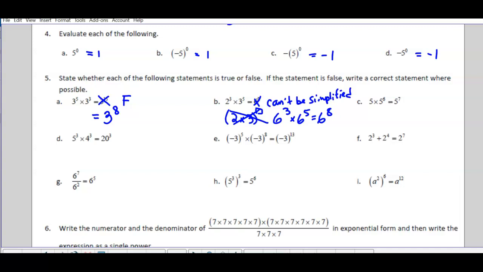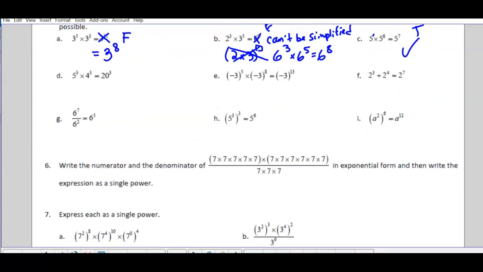What about C? Is that a thumbs up or thumbs down? Thumbs up, because this is like a 1 on 5. You don't have to show it, but it's understood to be a 1. So 1 plus 6 is 7. So that's true. This is false.